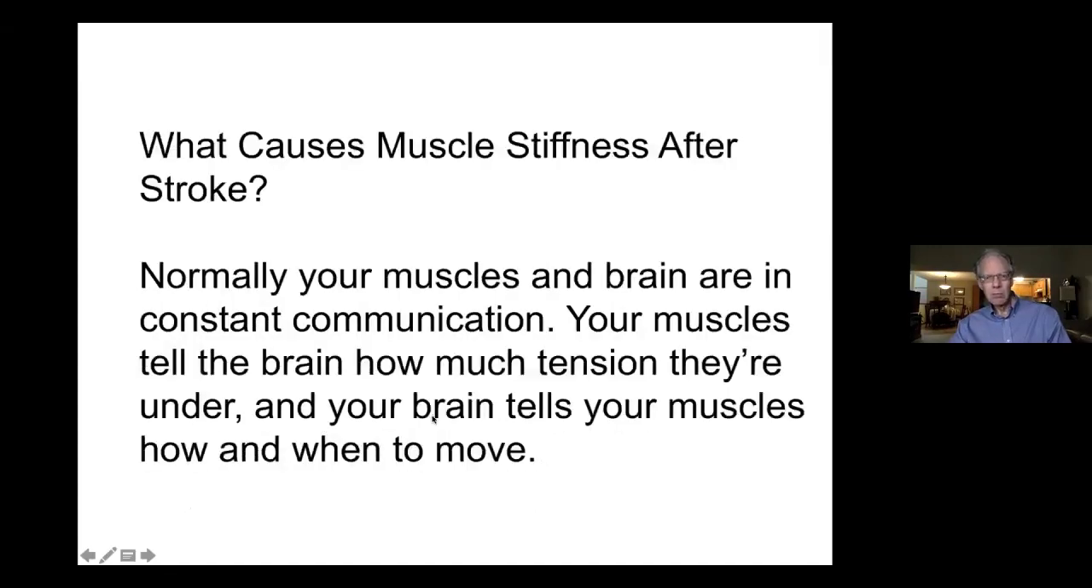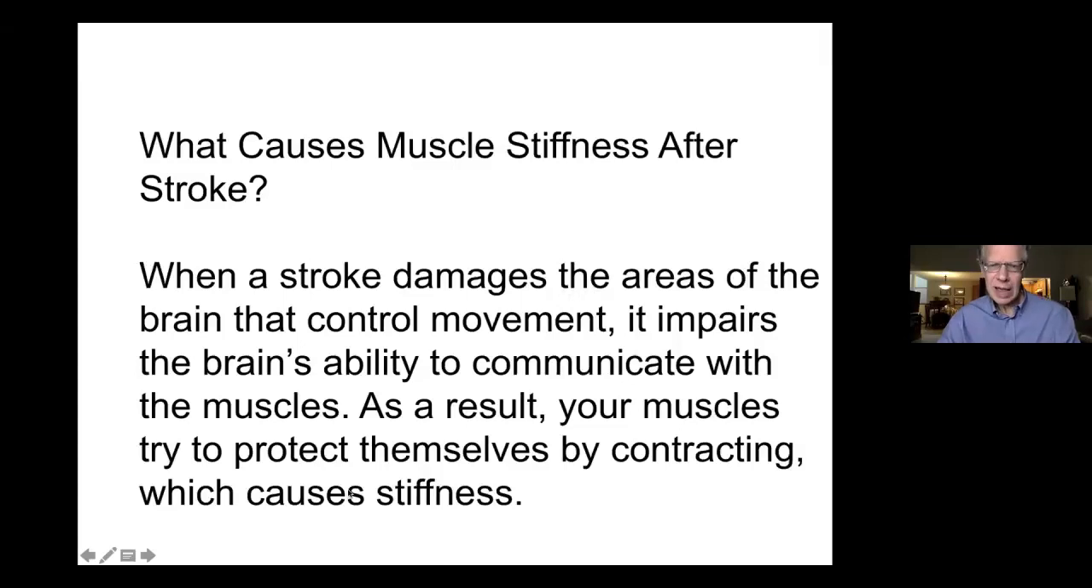So let's take a look at what causes muscle stiffness after stroke. Normally, your muscles and brain are in constant communication. They talk to one another. Your muscles tell the brain how much tension they're under, and the brain tells you how and when to move. When a stroke damages the areas of the brain that control movement, that impacts the brain's ability to communicate with the muscles. There are neuron pathways that go from the cerebral cortex, which I talked about in my last presentation, all the way down into the spinal cord with a synapse on the neurons that go out to the muscles.